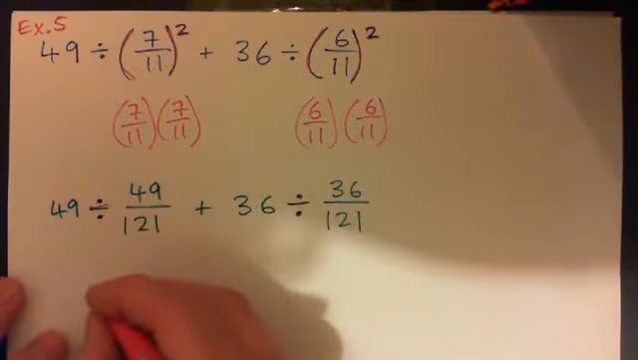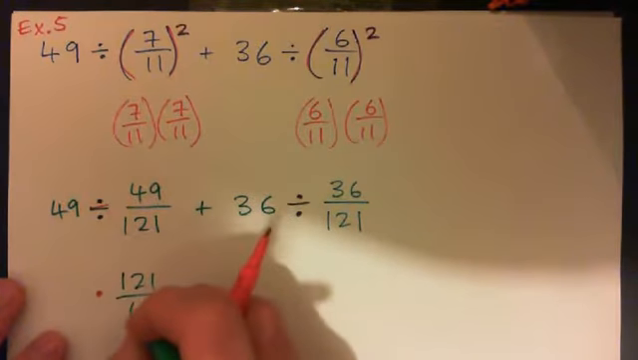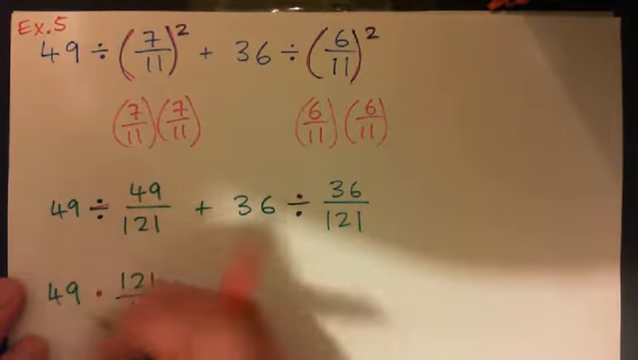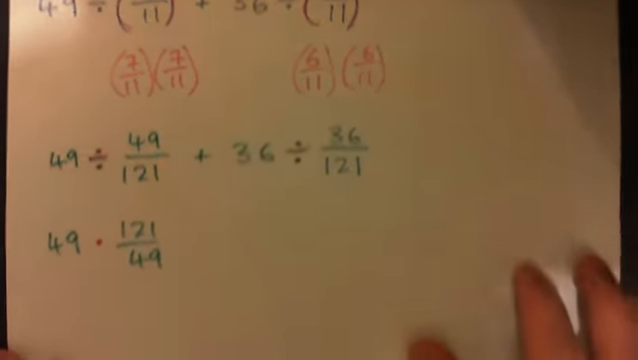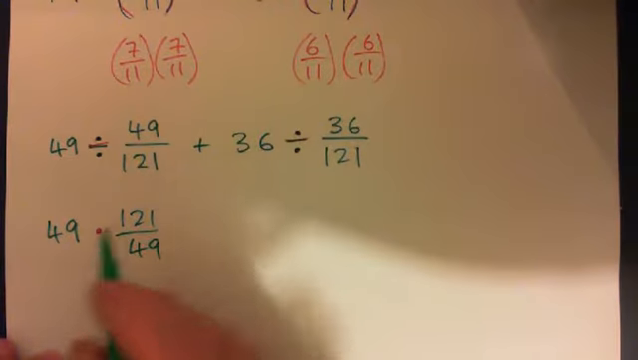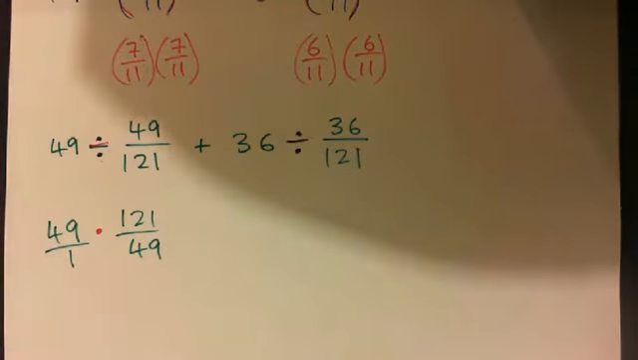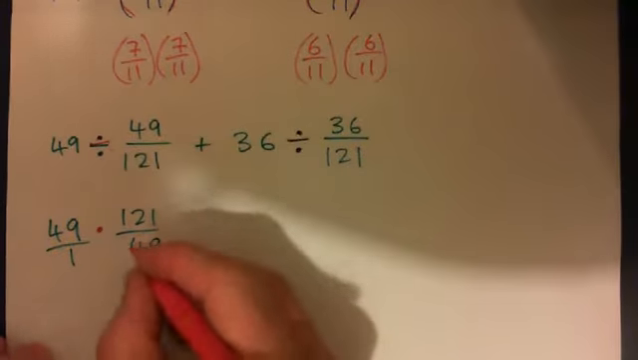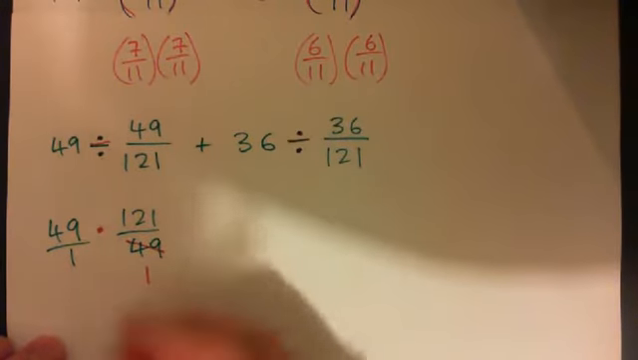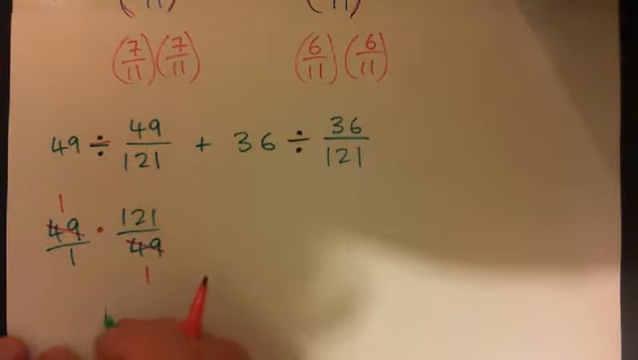So to divide, I need to multiply by the reciprocal, which is 121 over 49. So I've got 49 times that, and what does that make? Any idea? Take a wild guess. Well, 49 can be written 49 over 1. Can you cross cancel something now? What can you cross cancel? How about 49 into 49 goes once, 49 to 49 goes once. And that gives me 1 times 121, 121 over 1 times 1, which is 121.